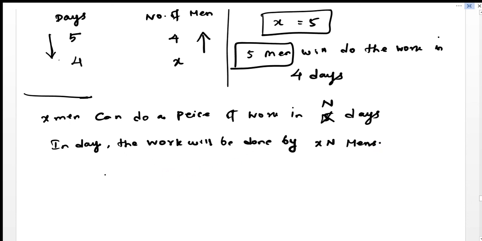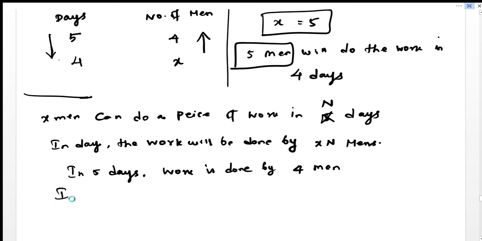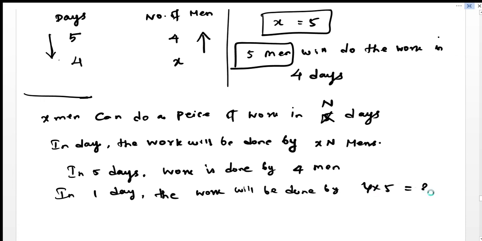By using the same concept, I am just solving this problem in 5 days. The work can be done by 4 months. Similarly, in 1 day the work will be done by 4 into 5 months, which is nothing but 20 months. In 4 days, the work will be done by 20 divided by 4, so this is nothing but 5 months.